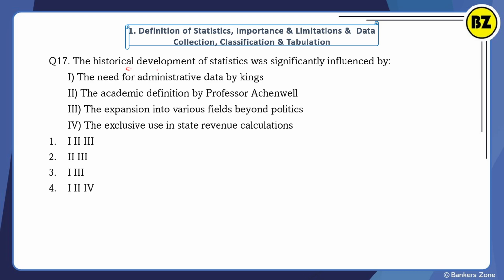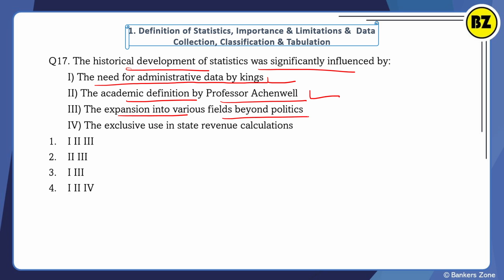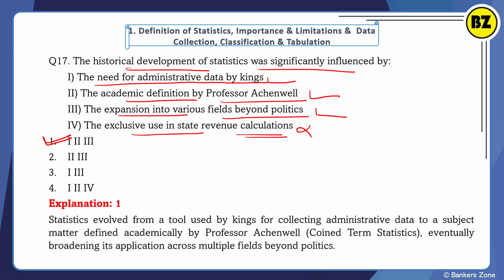See, the historical development of statistics was significantly influenced by: the need for administrative data by the king, it was history, it is correct. The academic definition by Professor Achenwall, it is also correct. The expansion into various fields beyond politics, it is correct. Exclusively in state revenue calculation, not exclusively, it is wrong. So 1, 2, 3 can easily be marked. This is given in the book as a historical part. So 1, 2, 3 is correct, first option you have to mark. Statistics evolved from the tools used by the king for collecting administrative data to a subject matter defined academically by Professor Achenwall.